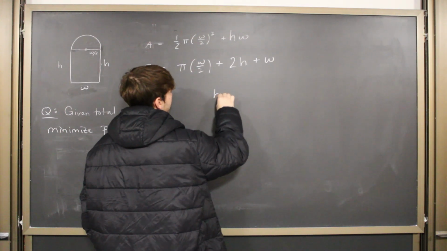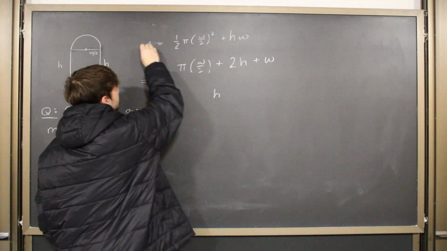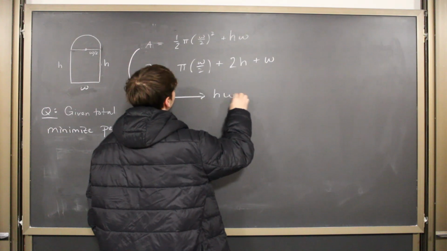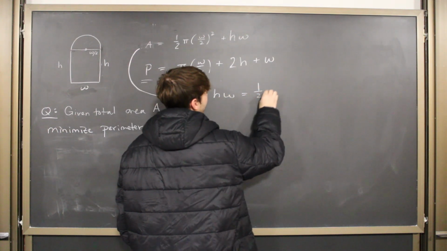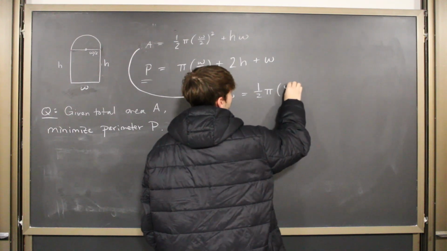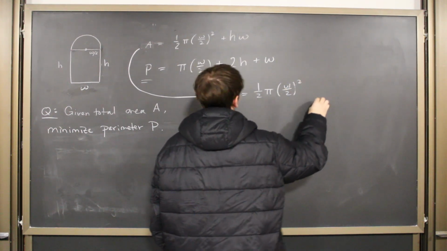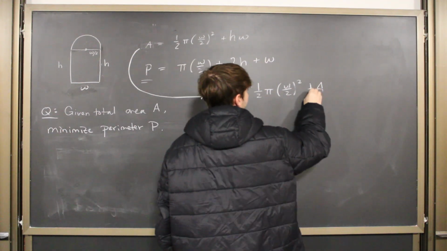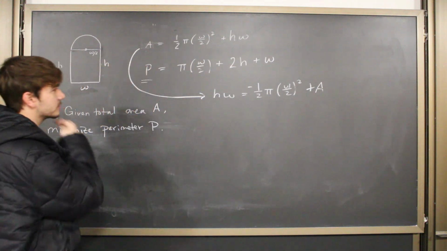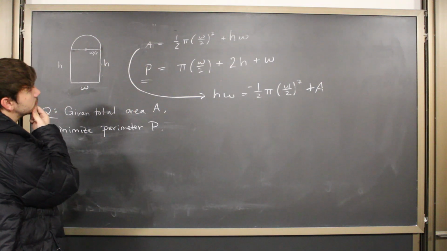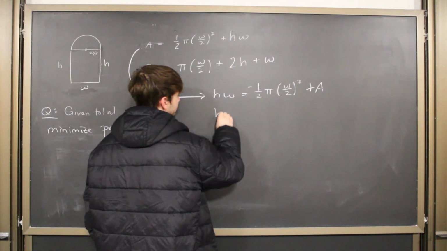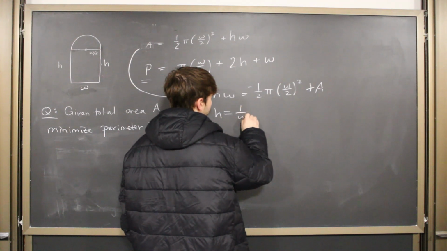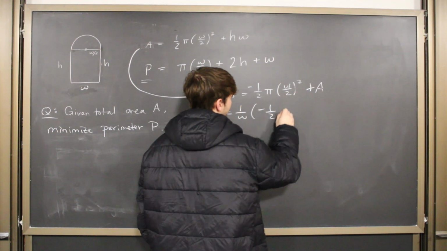So let's take this first equation and let's unpack it. So hw is equal to 1/2 pi (w over 2) squared minus A. That is completely wrong. Got the sign wrong. Minus 1/2 pi (w over 2) squared plus A, which means that h is equal to 1 over w times this kind of gross expression.